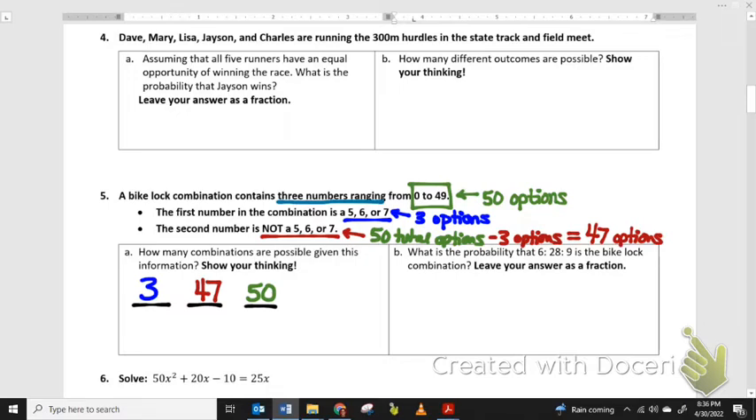What do I do with these 3 numbers if I want to find out the total possible number of codes that would meet these criteria? Multiply them. With probabilities, when in doubt, we multiply things. If we multiply these 3 together, yep, 7,050 different codes.